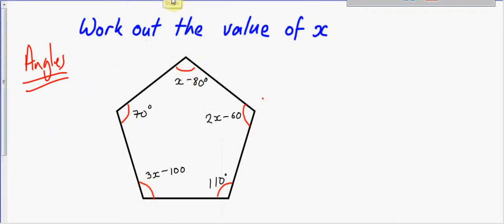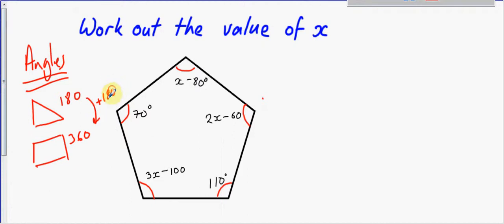And very simple, it's a pentagon. Now, if you don't know this already, this is something which we will look at in future in more detail, but it's very simple. A triangle, 3 sides, has got 180 degrees. 4 sides is 360, and if you notice, it's going up by 180. 5 sides is going up by another 180, so we've got 540.